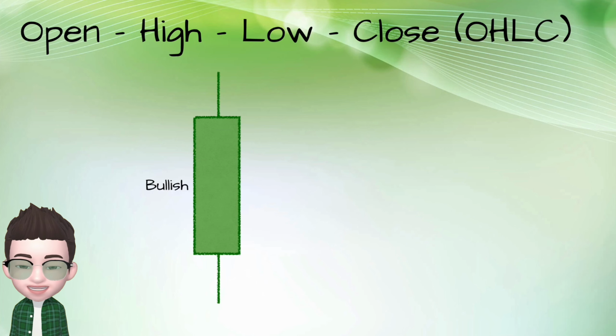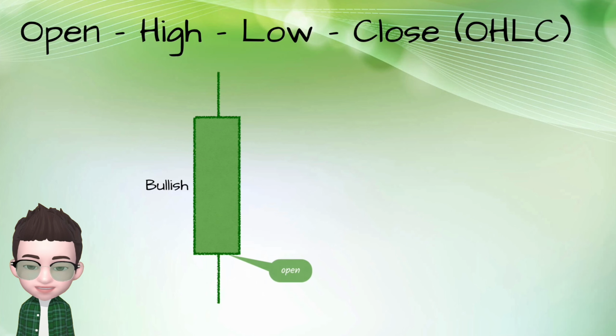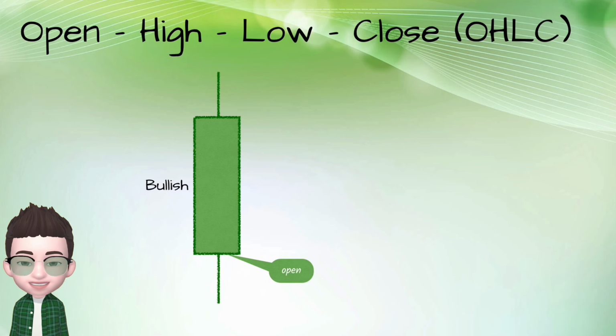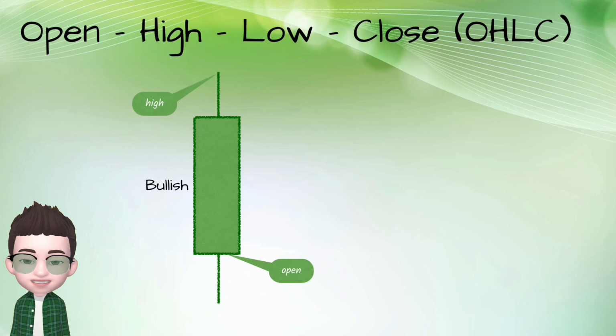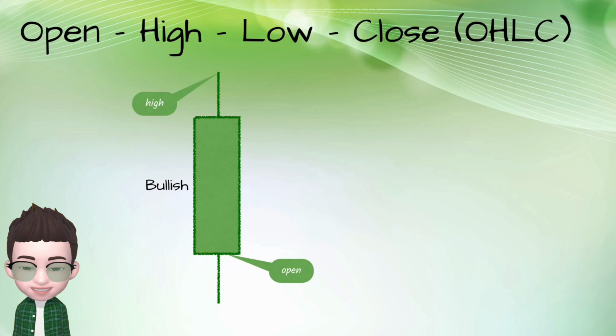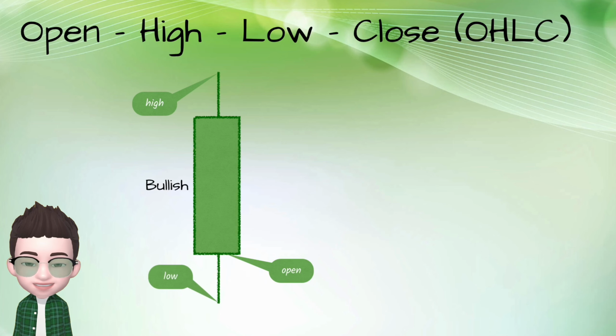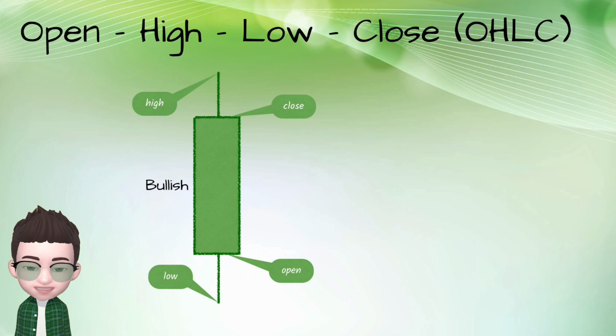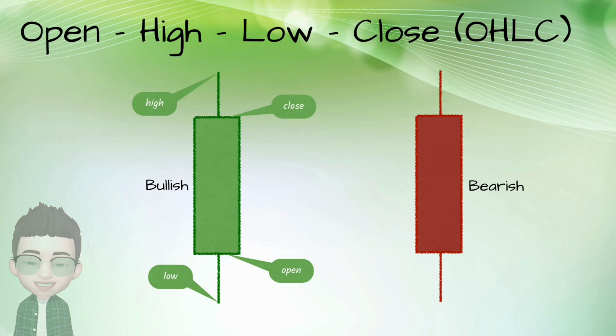For a bullish candle, the open price is at the bottom of the body. The high price is at the end of the upper wick. The low price is at the end of the lower wick. The close price is at the top of the body.